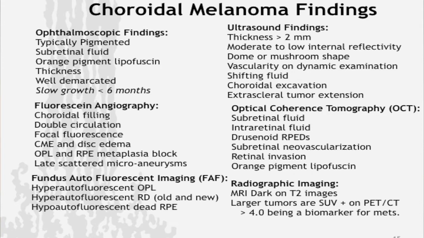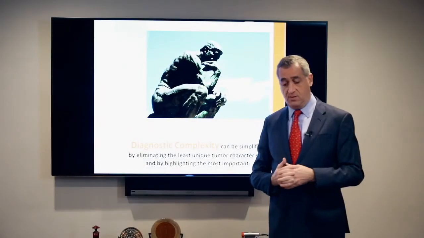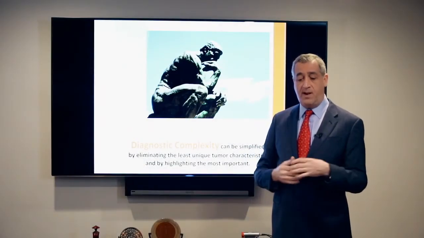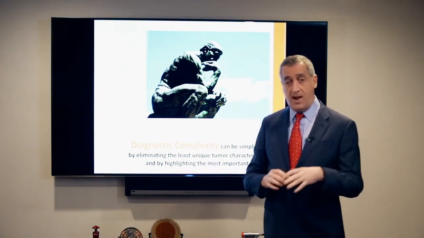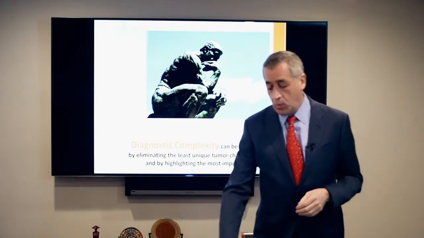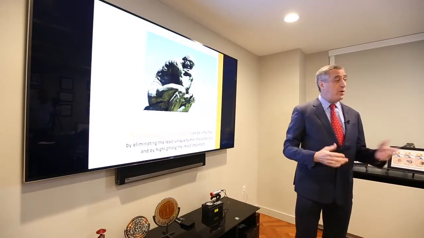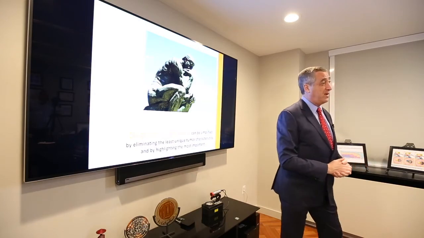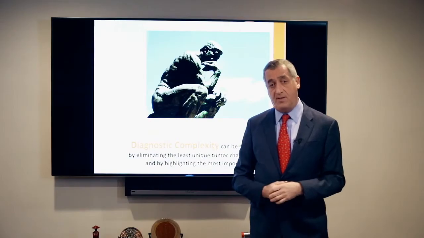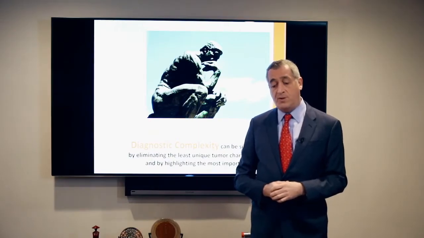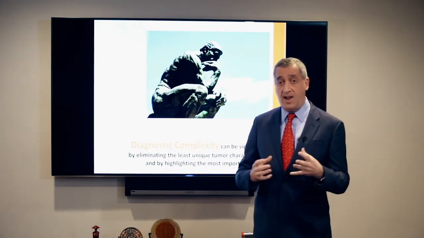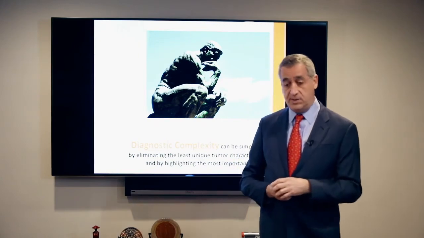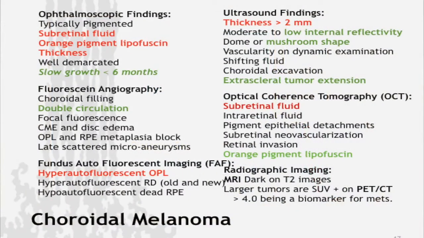So what do we do with 50 findings? Well, sometimes you can simplify them by eliminating the most unique findings and highlighting them as being most important. So what do we do with this diagnostic complexity? There are over 50 findings on that slide. What we do is we can eliminate the least unique tumor characteristics and highlight the most important characteristics. And if we do that, we have something like this.